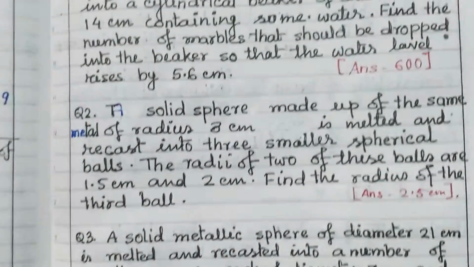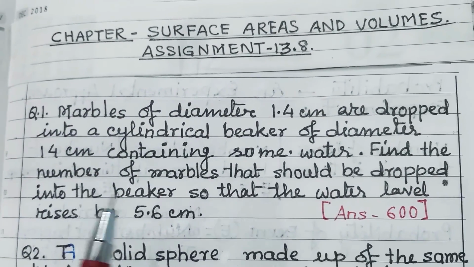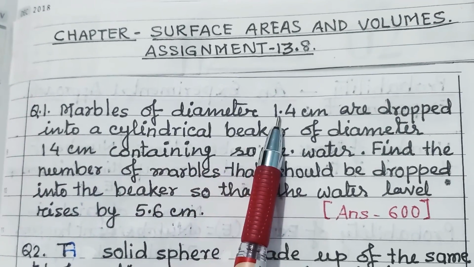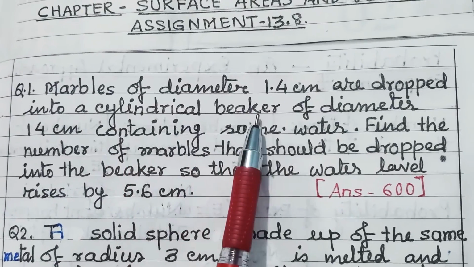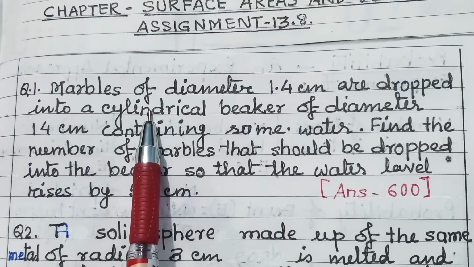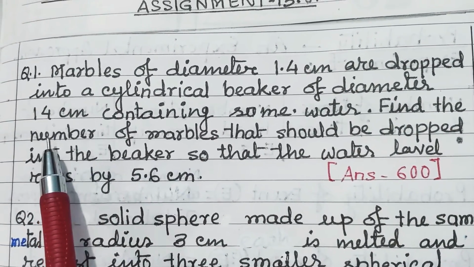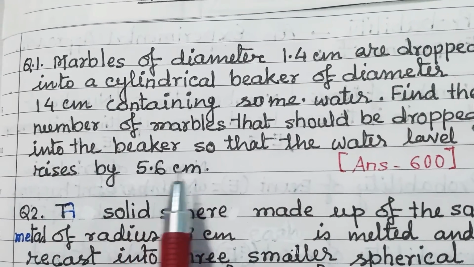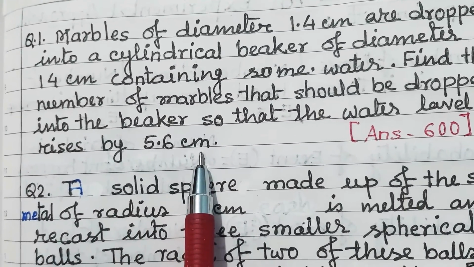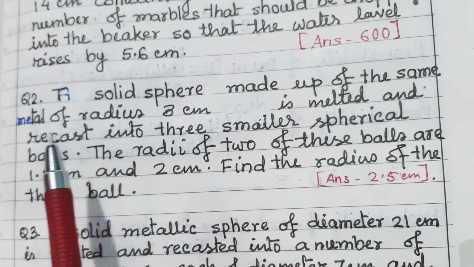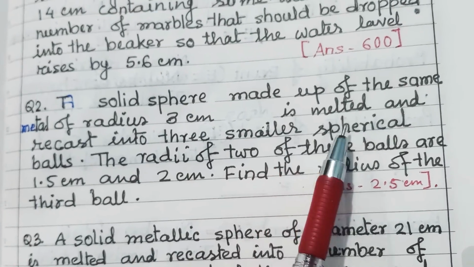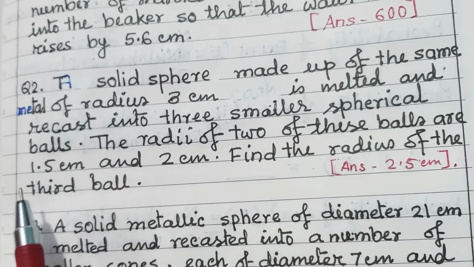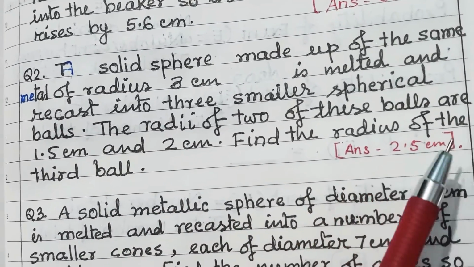After this question, I have given 4 questions as assignment. In every question I have given a relation between solids. In the first question, the relation is between a sphere and a cylinder: marbles of diameter 1.4 centimeter are dropped into a cylindrical beaker of diameter 14 centimeter containing some water. Find the number of marbles that should be dropped so that the water level rises by 5.6 centimeter. Second, a solid sphere made of the same metal of radius 3 centimeter is melted and recast into 3 smaller spherical balls. The radii of 2 of these balls are 1.5 centimeter and 2 centimeter. Find the radius of the third ball.